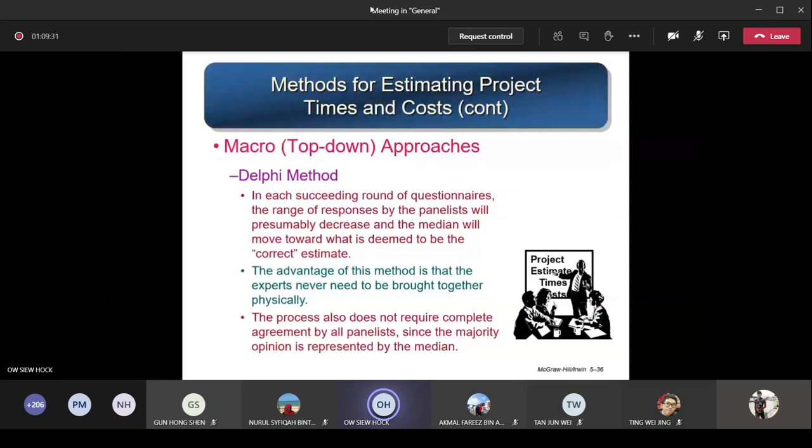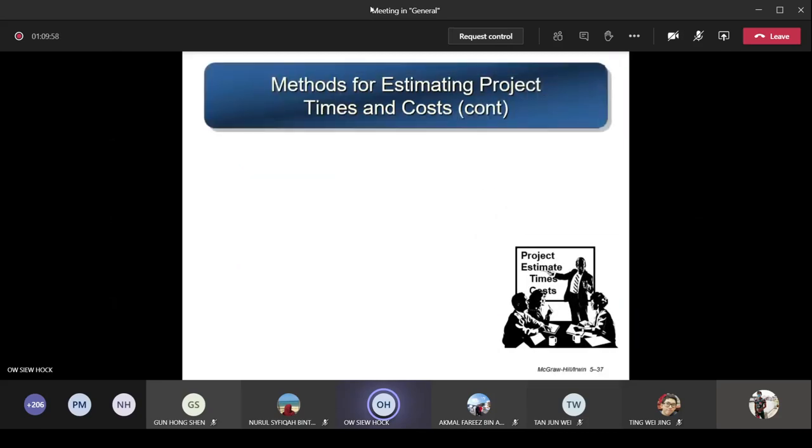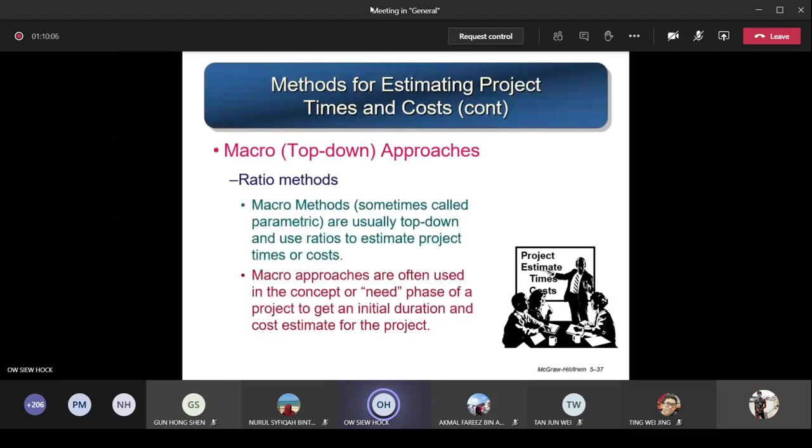The advantage of this method is that the experts never need to be brought together physically. There are no meetings, they don't see each other. It's just like COVID-19, everything online. The process also does not require complete agreement by all panelists. No need for everyone to make the decision, because they are taking the center point, since the majority opinion is represented by the median value. So it's not one person's value; it's everybody's estimate, and I take the median value. So it's no one person's decision. That is the good thing about the Delphi method: no need to see each other, which saves the cost of traveling.